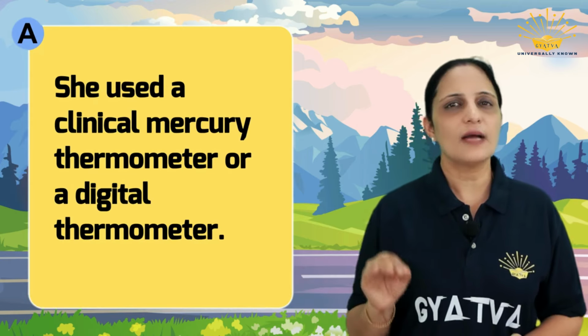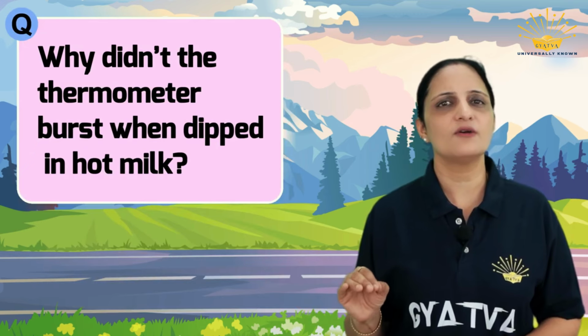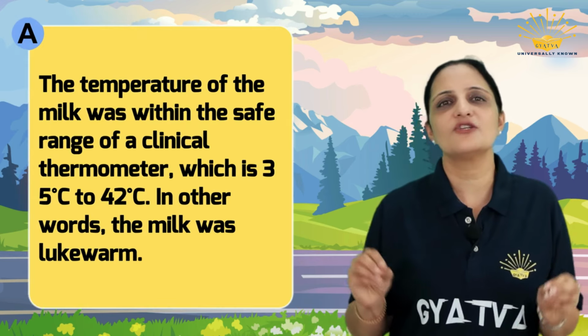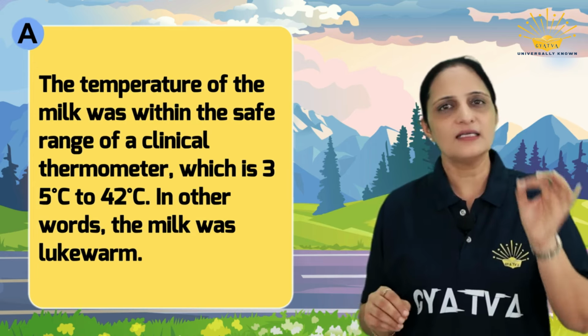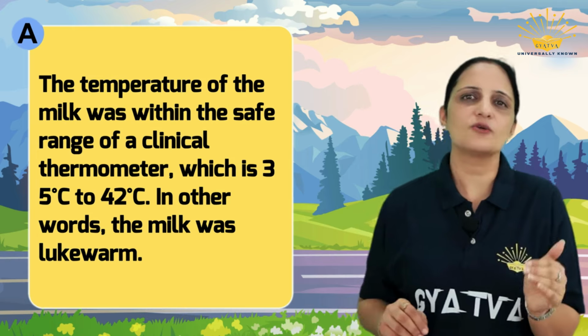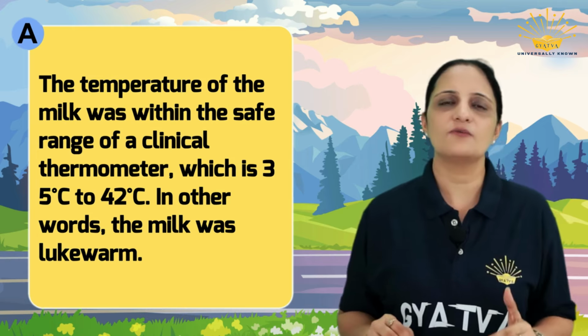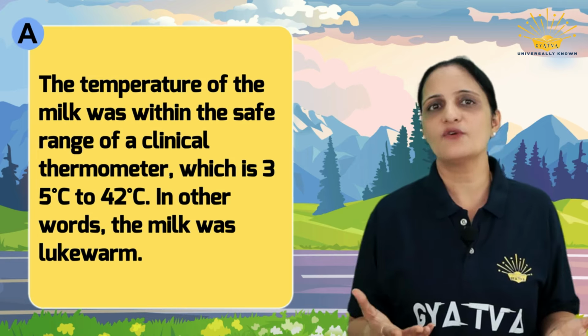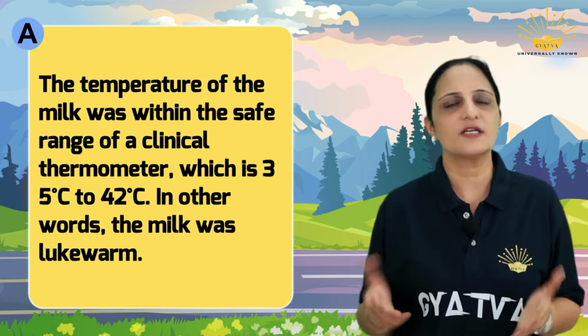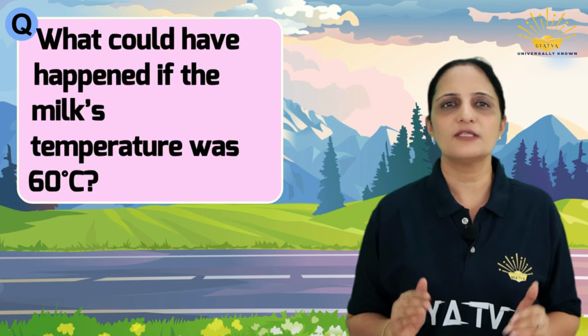Question number 2. Why didn't the thermometer burst when dipped in hot milk? Because the temperature of the milk was within the safe range of clinical thermometer, that is 35 degrees C to 42 degrees C. Or it also shows that the milk was lukewarm. Had it been very much hot milk, तो maybe that the clinical thermometer would have bursted, वो फट चुका होता.